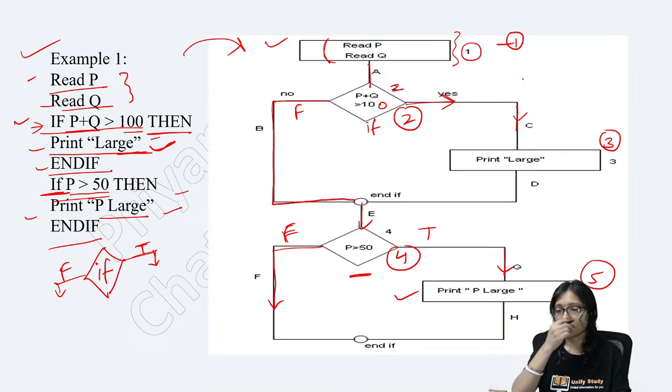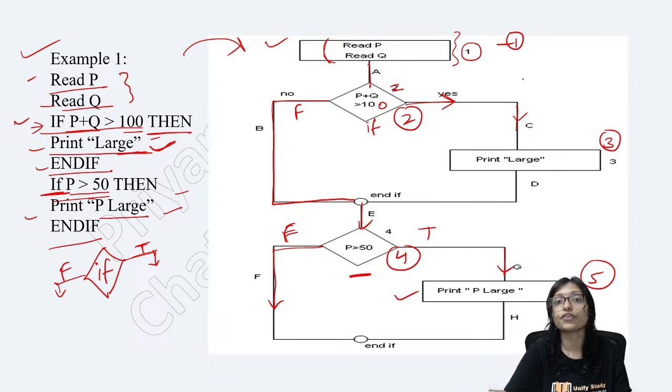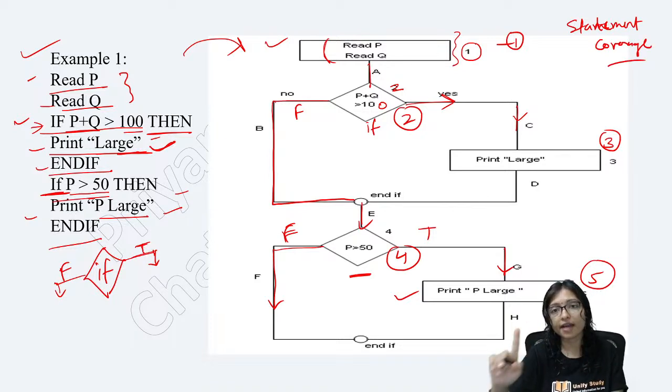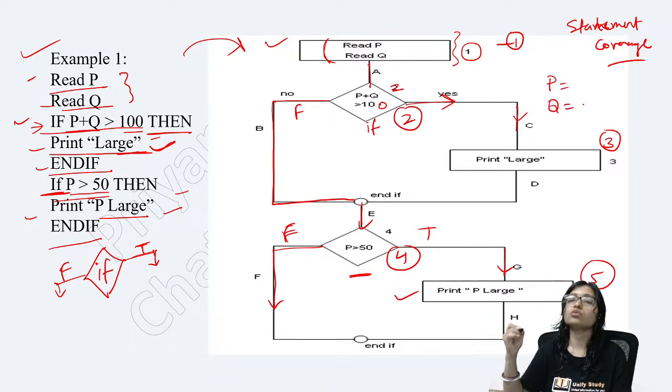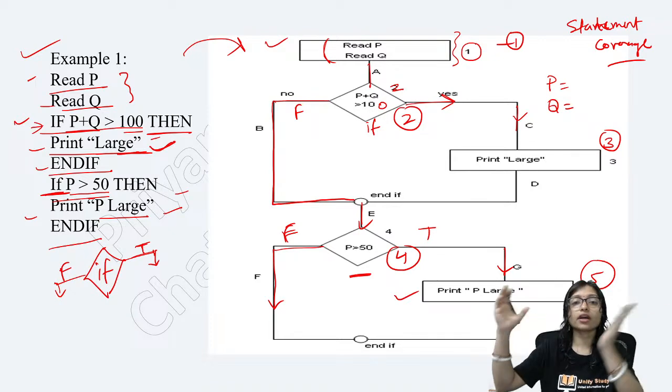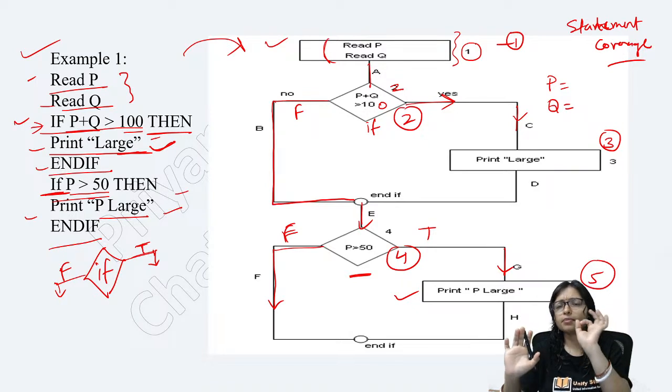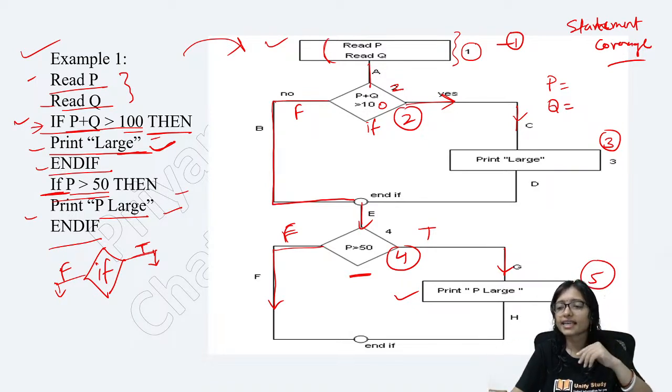Clear? Now tell me, now our target is what? Now our target is statement coverage. Now we will think about the statement coverage. So how can I cover all the statements? We have to think about the input values. What will be the input value of P and what will be the input value of Q, so that I can cover all the statements? Our target will be the minimum number of what? How many test cases?